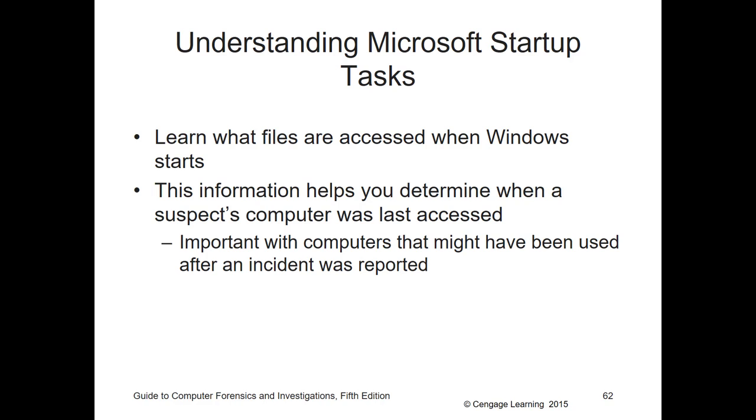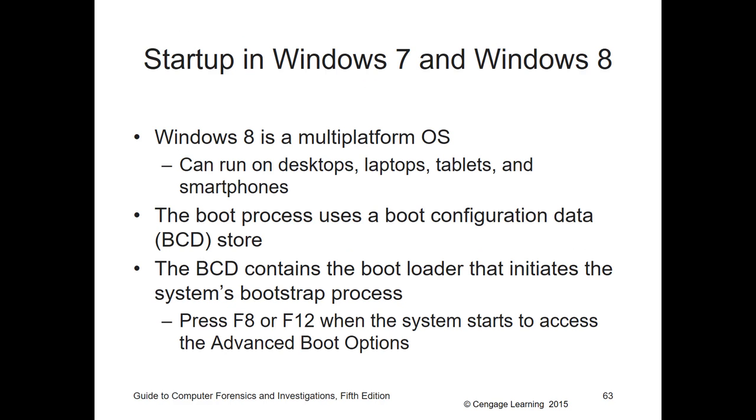So understanding that startup process is important. We've learned what files are accessed when Windows starts, and that's important because we talked about POST, the bootstrap, and the boot preference. Then we have to talk about what happens when Windows loads. The bootstrap process says boot off this hard disk. Then, if you have Windows 7 and above, the boot configuration data, or BCD, will take over. This contains the boot loader that will initiate the system's bootstrap process. Basically, it will say boot off hard disk.